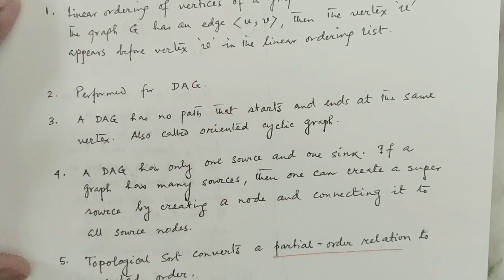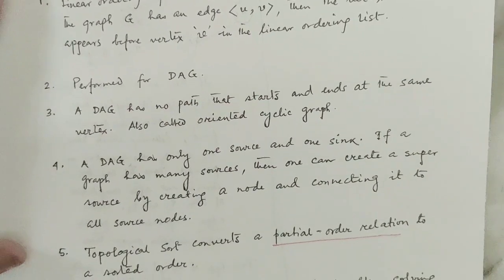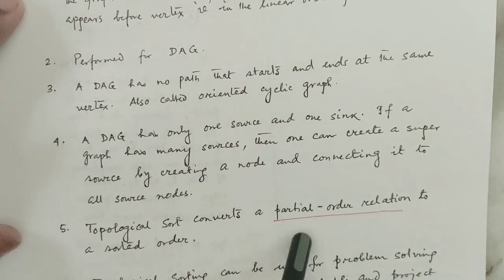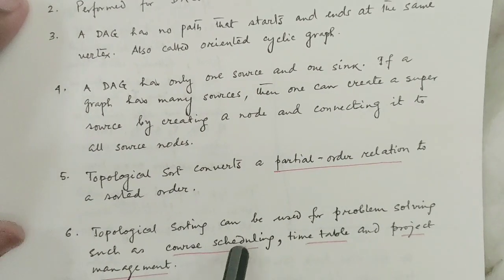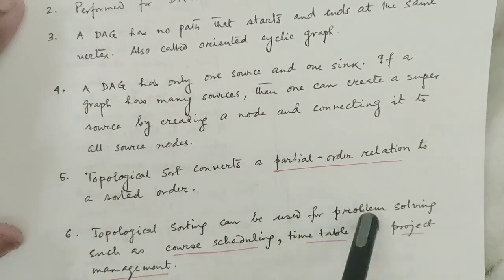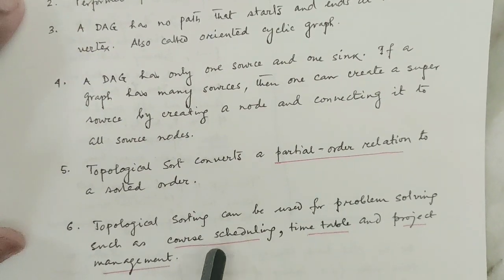And topological sort is useful for solving problems such as timetable management, course scheduling and project management. Okay, so we can say that topological sort converts a partial order relation to a sorted order, and topological sorting can be used for problem solving such as course scheduling, timetable management and project management and so forth.